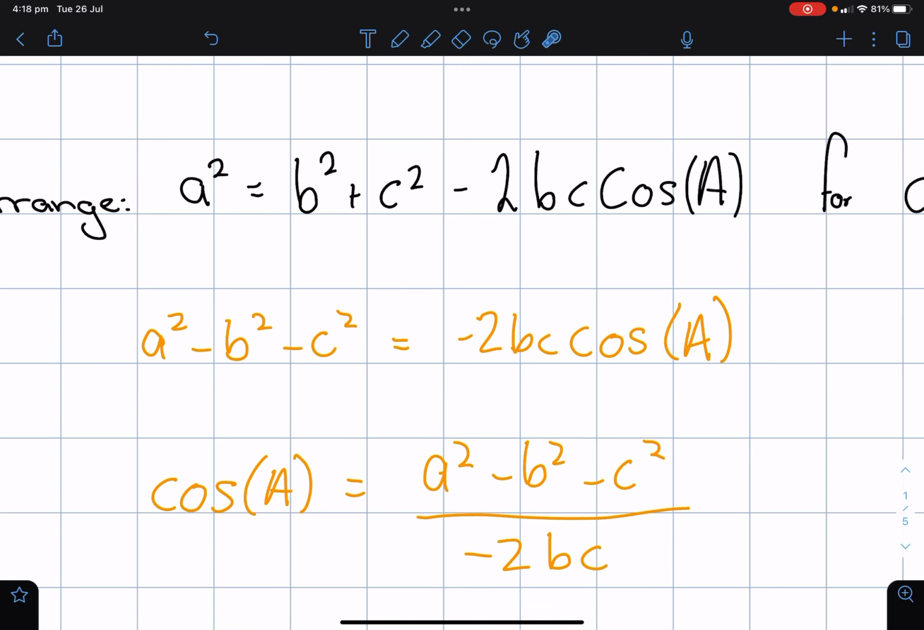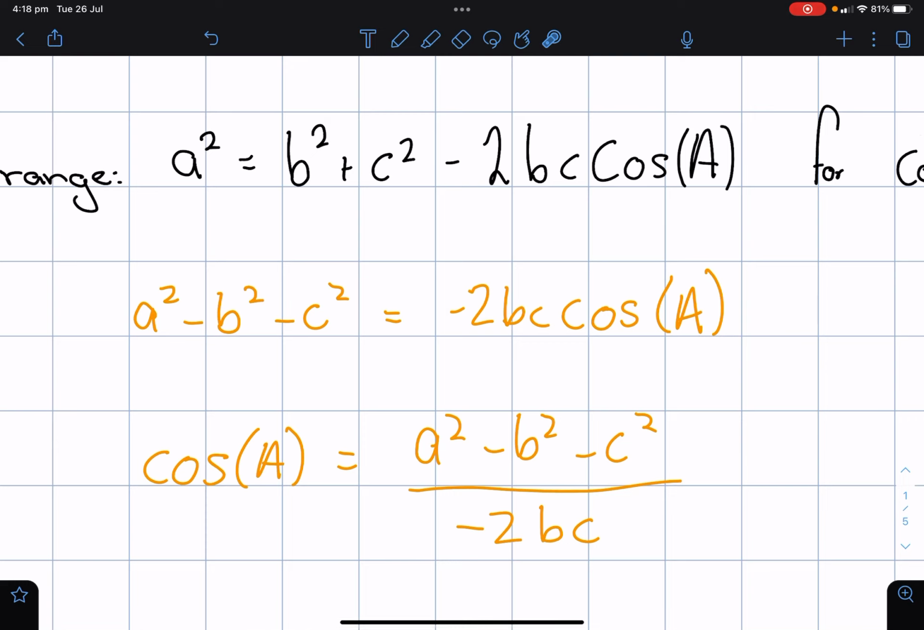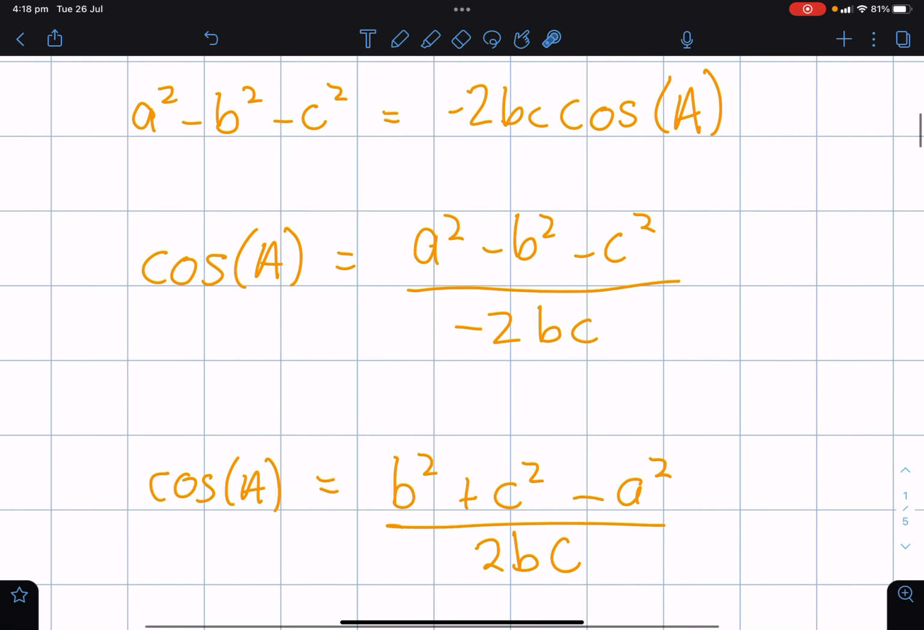Now, I don't like that negative on the bottom, and neither do most mathematicians really. So what are we going to do? We're going to multiply top and bottom by negative 1. So timesing top and bottom by negative 1 is like timesing by 1, so we haven't actually changed the value of our formula. So cosine a is equal to b squared plus c squared, take a squared divided by 2bc.